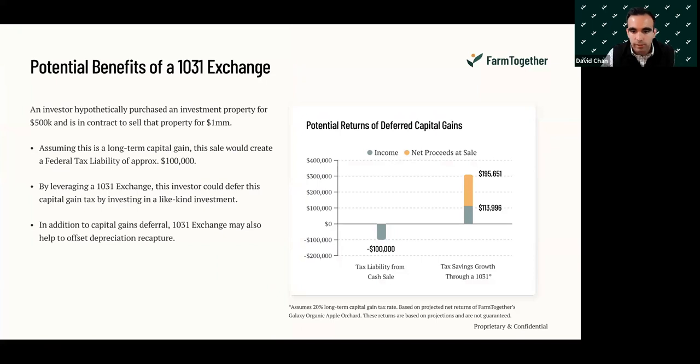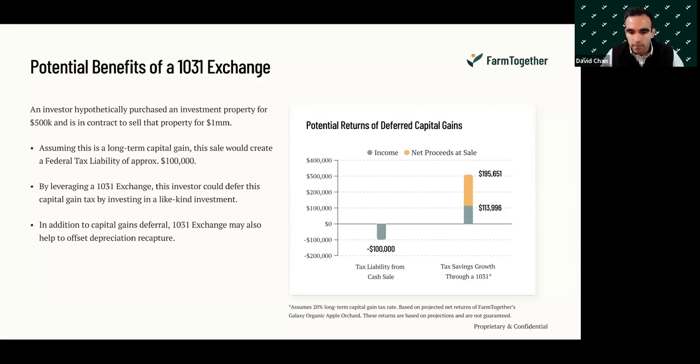Coming back to the financial considerations, here is a quick example of a potential benefit of a 1031 exchange. For this example, we used the projections for a prior Farm Together investment opportunity, Galaxy Organic Apple Orchard. I do want to note that these are projected returns, so these are not realized. This is a live offering that is still currently managed by Farm Together. But based on our underwriting of this property, these are the potential returns that we believe would be possible for an investor leveraging a 1031 exchange.